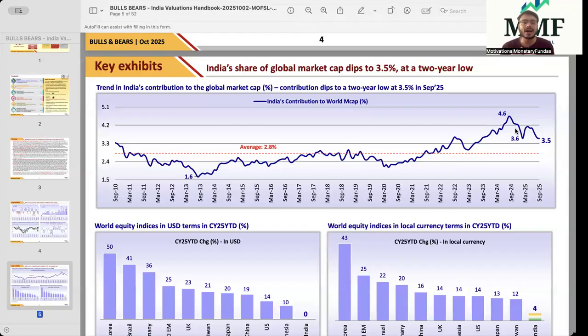Now, obviously, we want a higher contribution towards the global market cap. But the higher contribution in the global market cap should come on account of earnings growth and not multiple expansion, right? Majorly, the Indian markets have witnessed the increase in contribution in the global market cap on account of PE expansion.